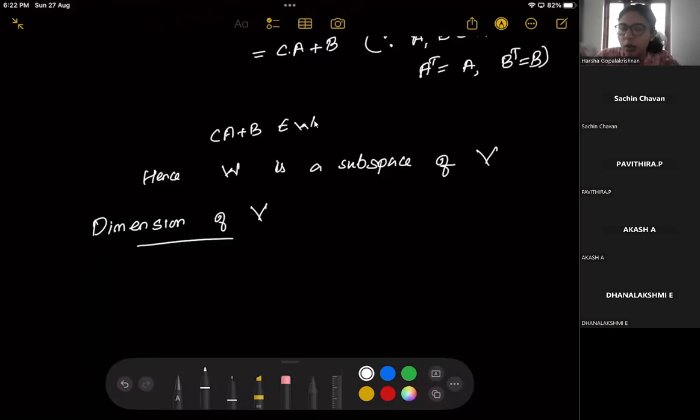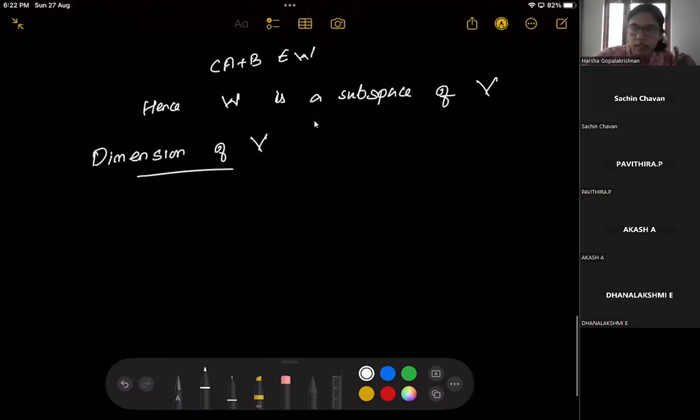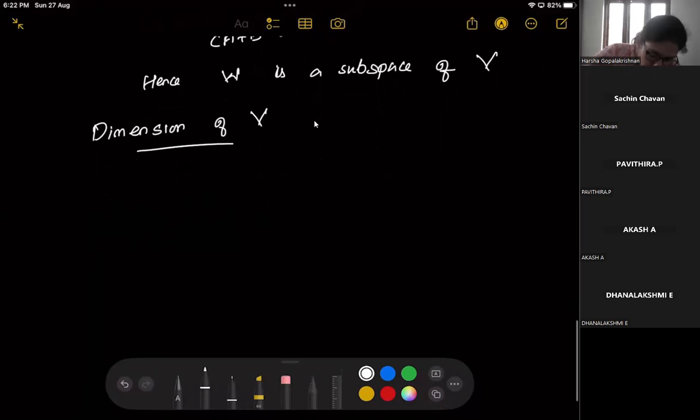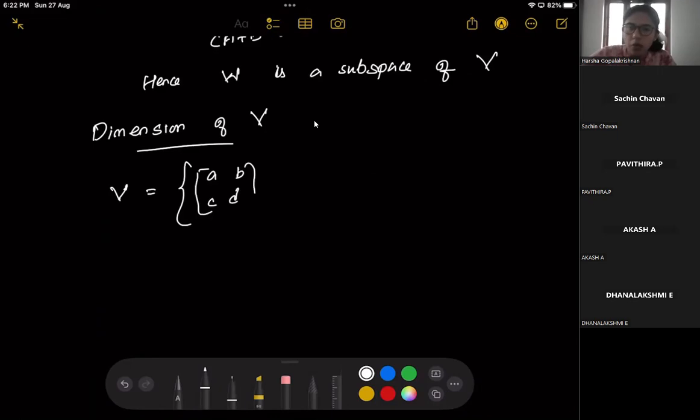So just see what the structure of an element of W will be, and you can check in between. Before that, let me write what is the dimension of V. We know that V equals the set of matrices [A, B; C, D] such that A, B, C, D in R. Now, dimension of V means the number of elements in the basis of V. So, can anyone say what will be the basis of V?